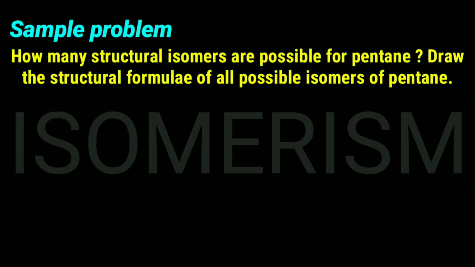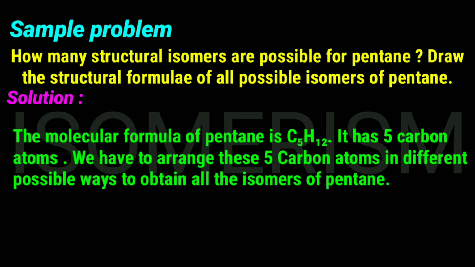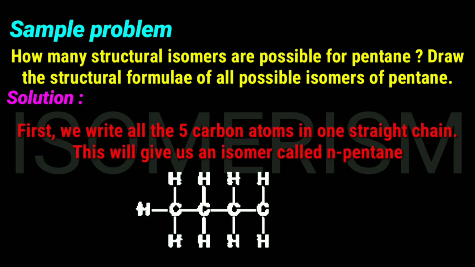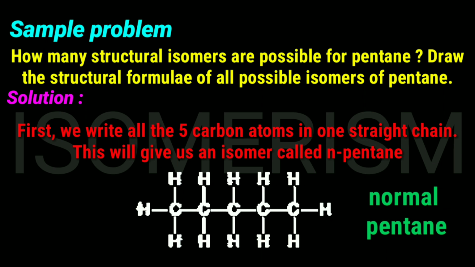Sample problem. How many structural isomers are possible for pentane? Draw the structural formula of all the possible isomers of pentane. Solution. The molecular formula of pentane is C5H12. It has 5 carbon atoms. We have to arrange these 5 carbon atoms in different possible ways to obtain all the isomers of pentane. First, we write all the 5 carbon atoms in one side chain. This will give us an isomer called normal pentane.